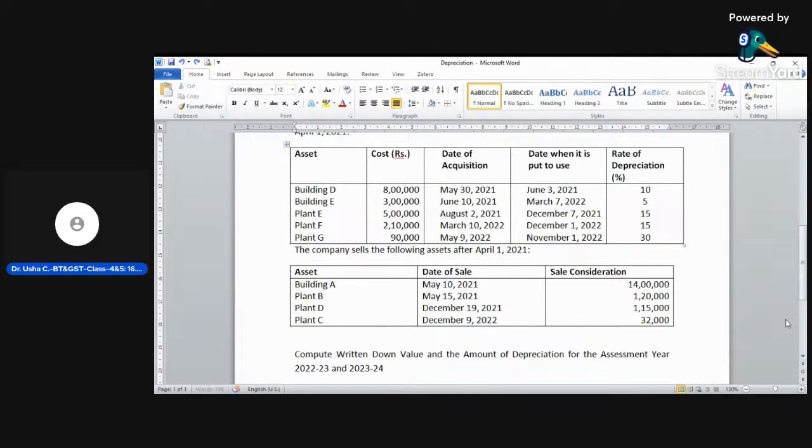So relating to this information, we need to compute WDV, that is written down value, and the amount of depreciation for the assessment years 2022-23 and 23-24. Look here, dear students, they have asked us to calculate written down value and the amount of depreciation for the two assessment periods. So if it has been asked to calculate depreciation for two assessment years, then we should calculate for two assessment years only. Let us work out the problem. Okay, I will stop screen sharing and move to the next screen. Or let me do one thing, I will copy this problem in that concept only.